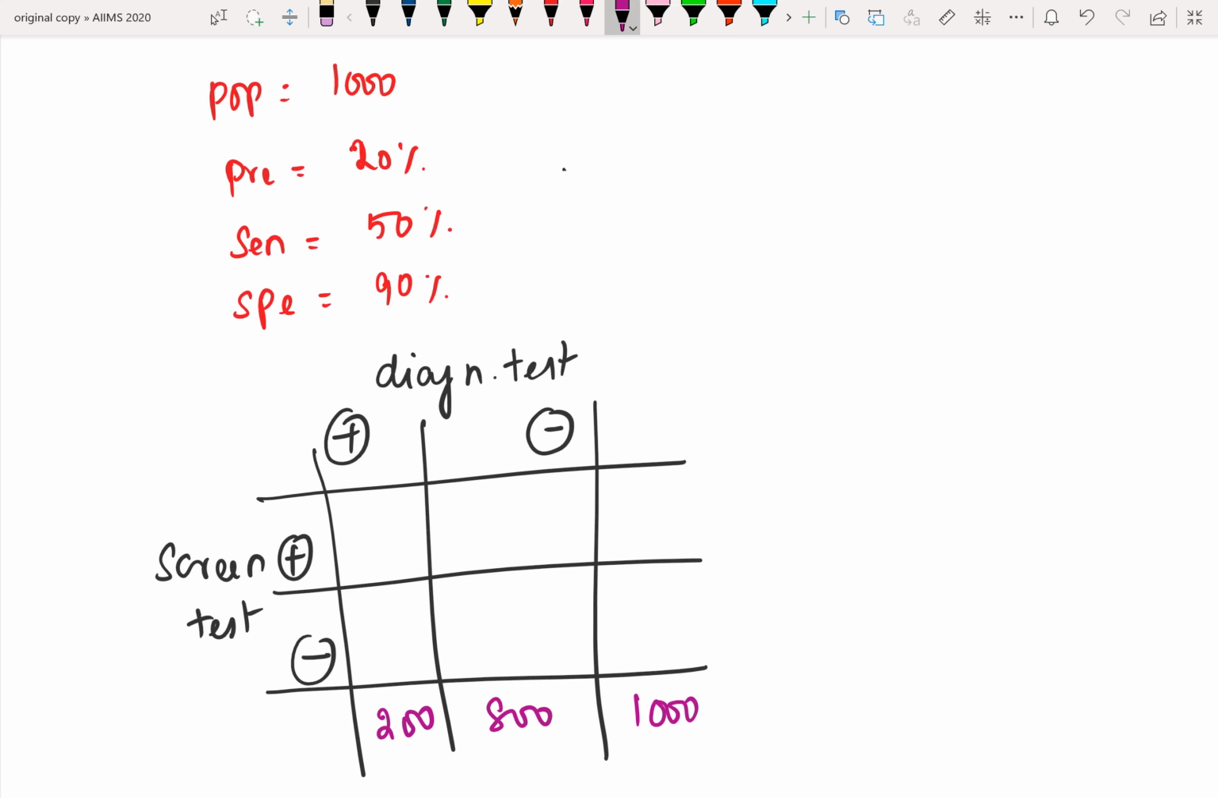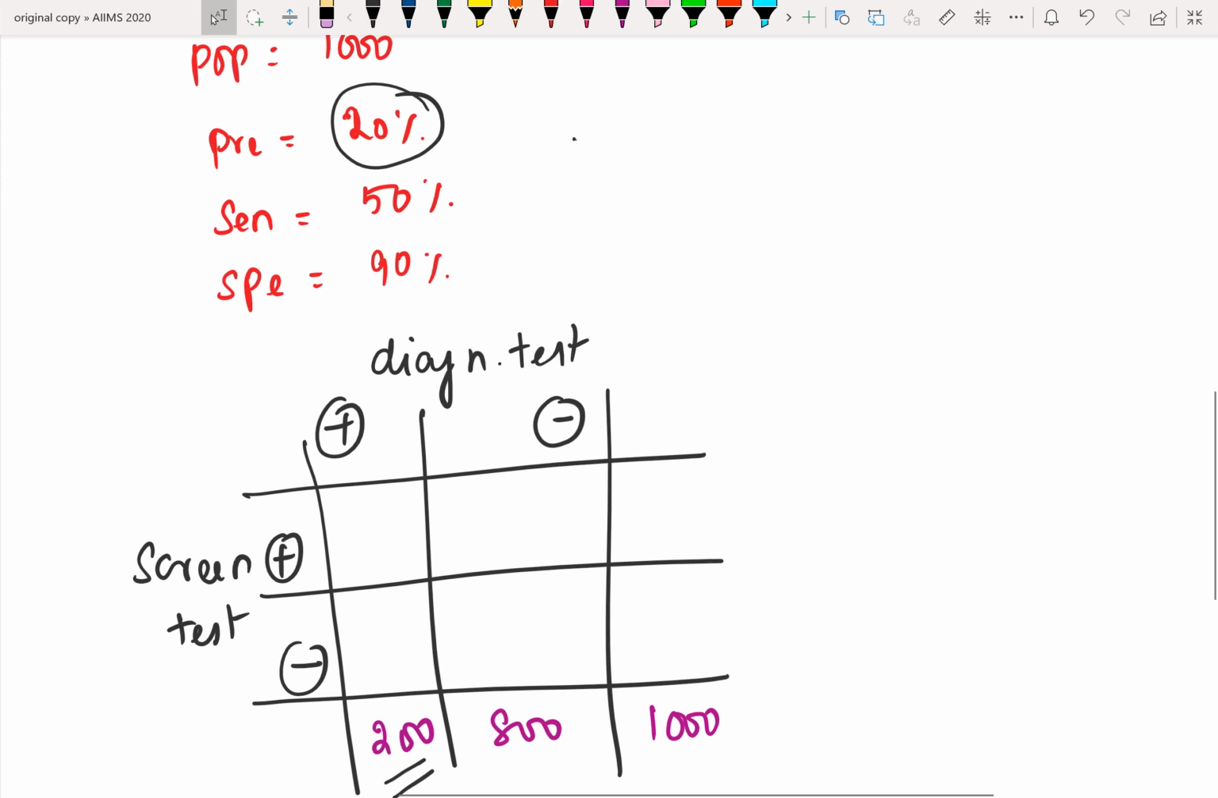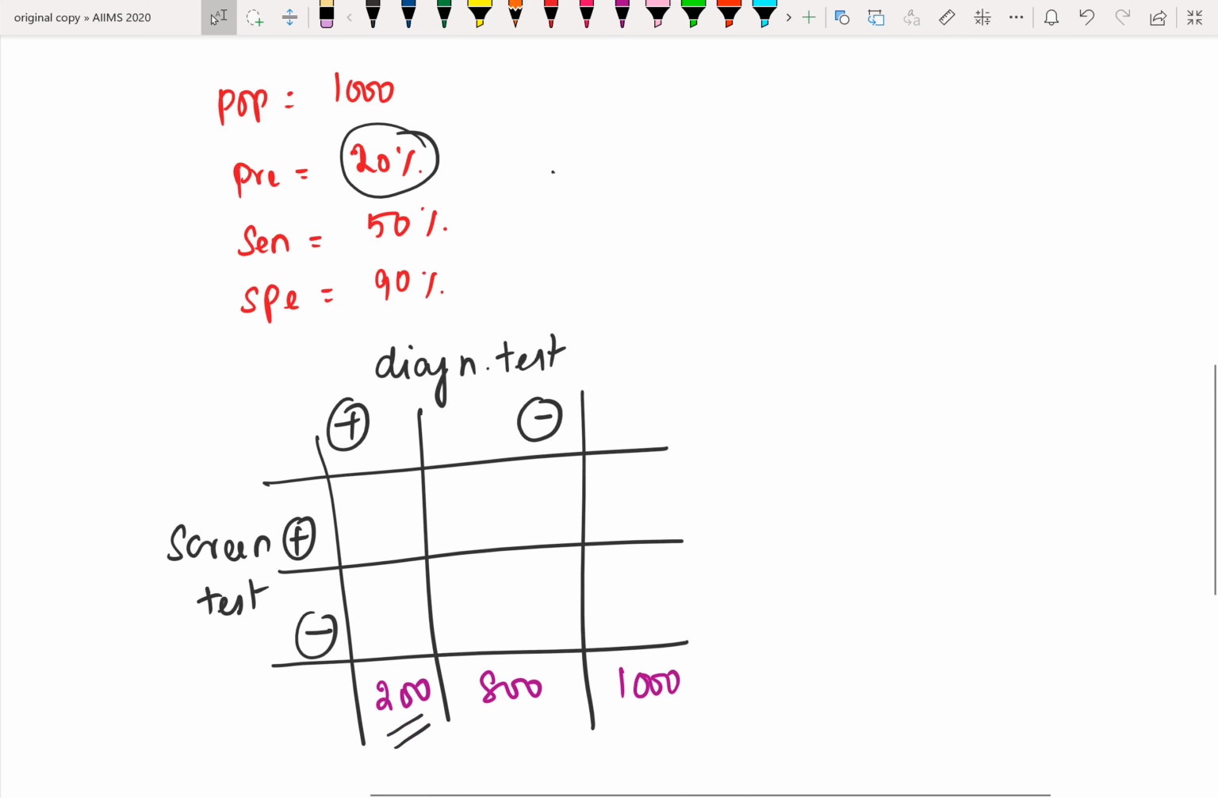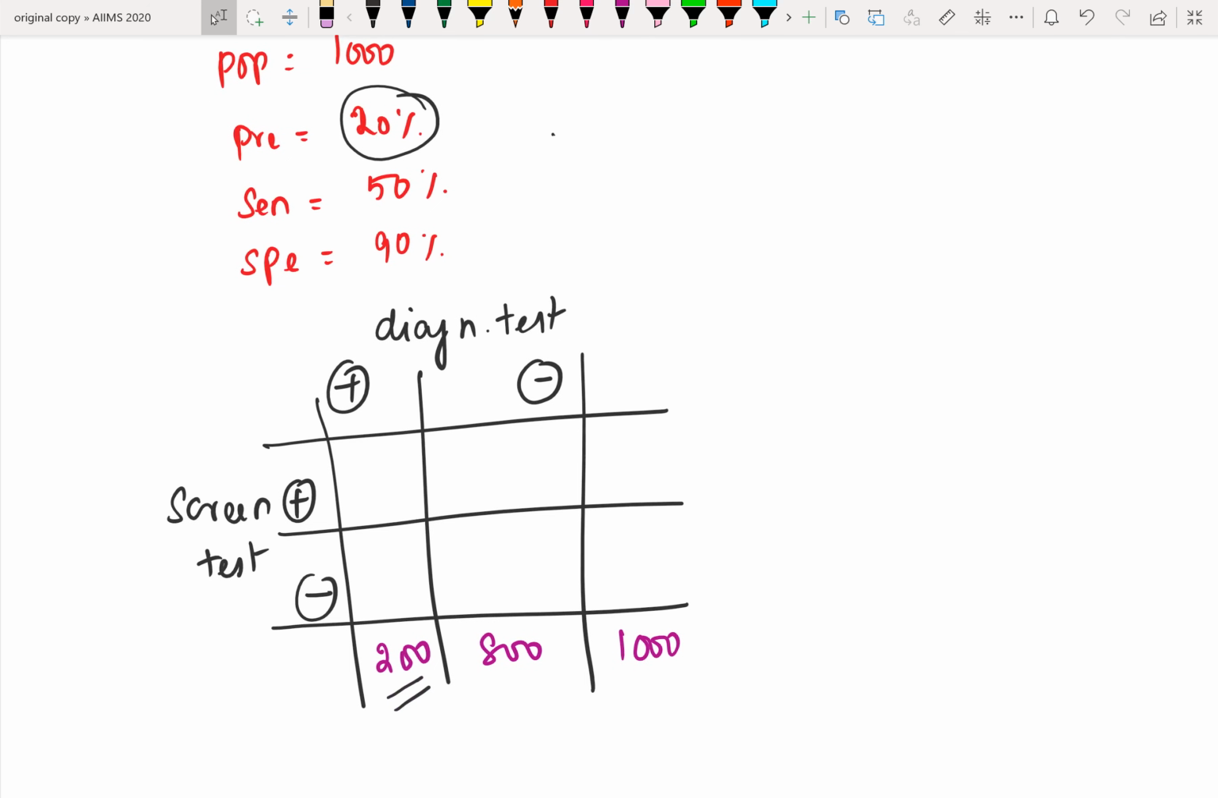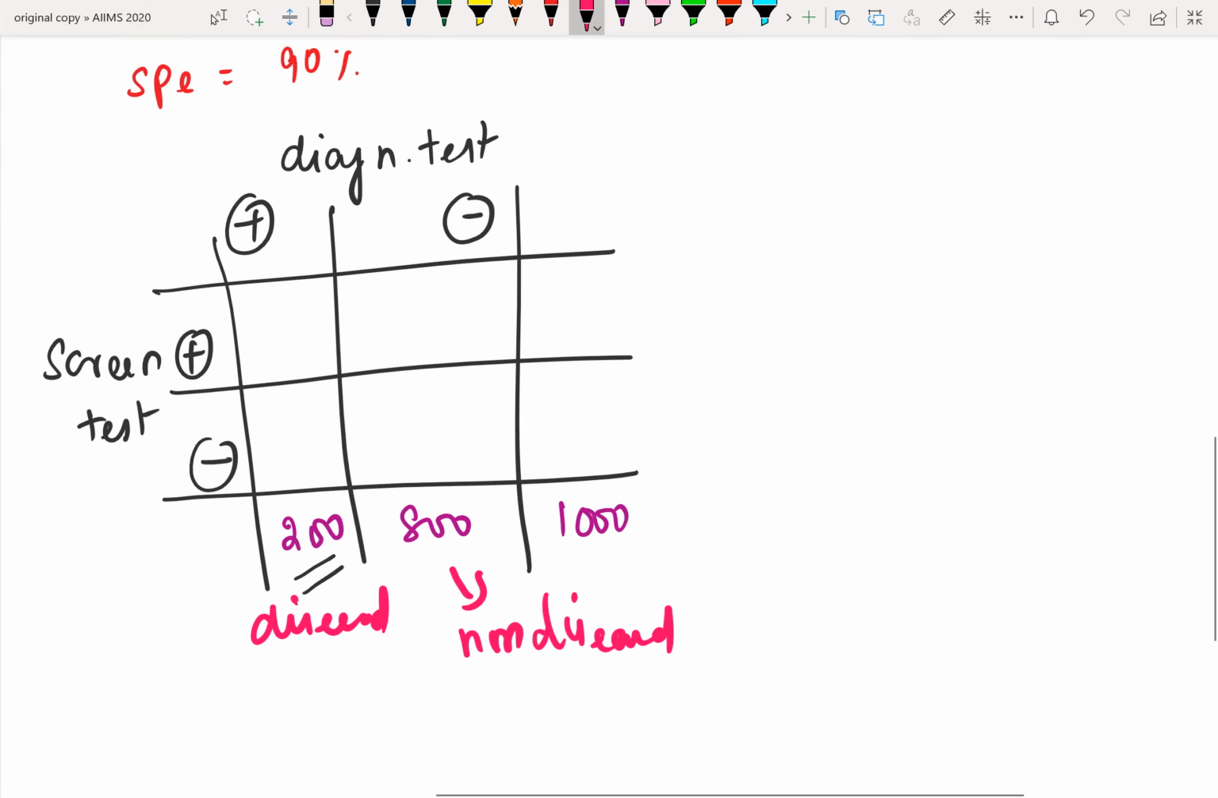Okay, so are we clear? This is the basic stuff. First basic point. 1000 is the total population. So out of this, 200 is the disease, that is based on the prevalence. We have taken this value. Fine. Now we have other things to calculate from this. So for our understanding, I will write it here. This is disease. This one is non-disease.